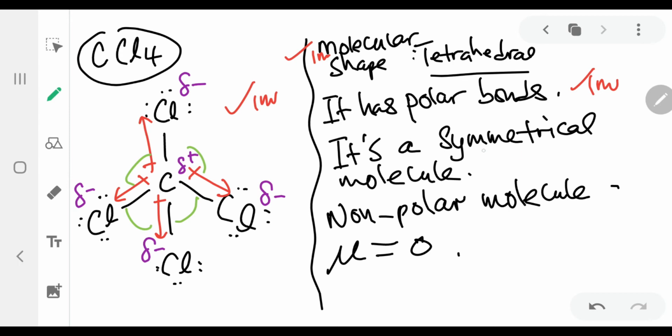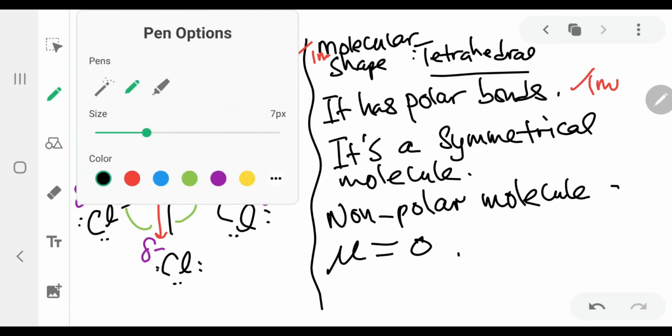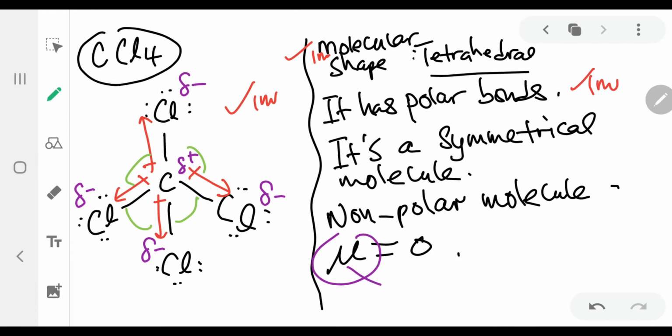When you have a symmetrical molecule, the electron density will be equally distributed over the molecule. When the electron density is equally distributed, the molecule will have a dipole moment equal to 0. This is what we call the dipole moment. Now, let's have a look at another example.